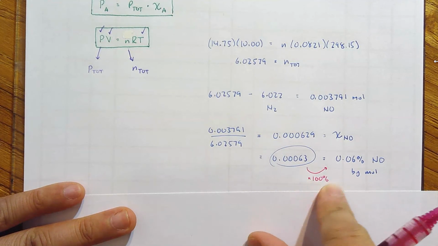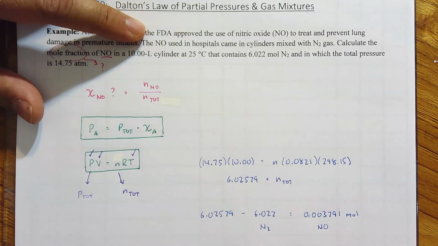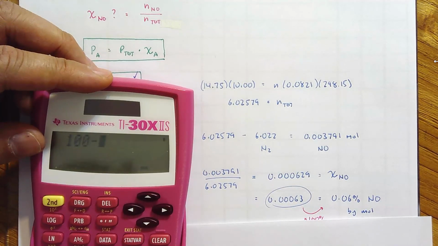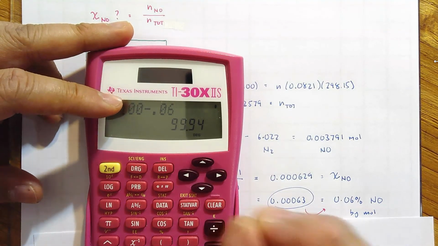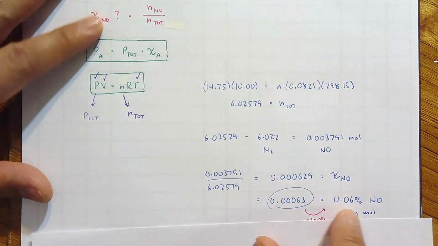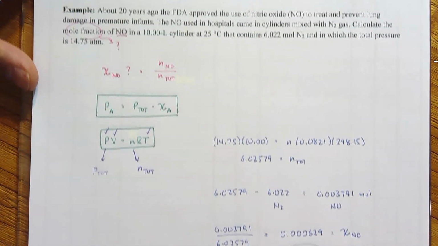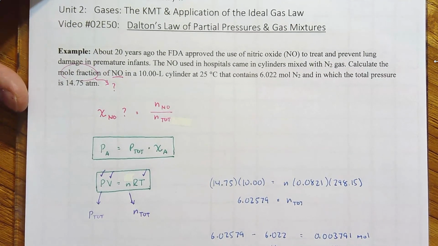And I just multiplied it by 100% to get the percentage. So it's even less than 0.1% NO. That's how they packaged it and sent it off to hospitals. Let me do this real quick: 100 minus 0.06 is 99.94% by mole percent nitrogen gas and a little bit of nitric oxide. Alright, so that is a fairly straightforward Dalton's law calculation.